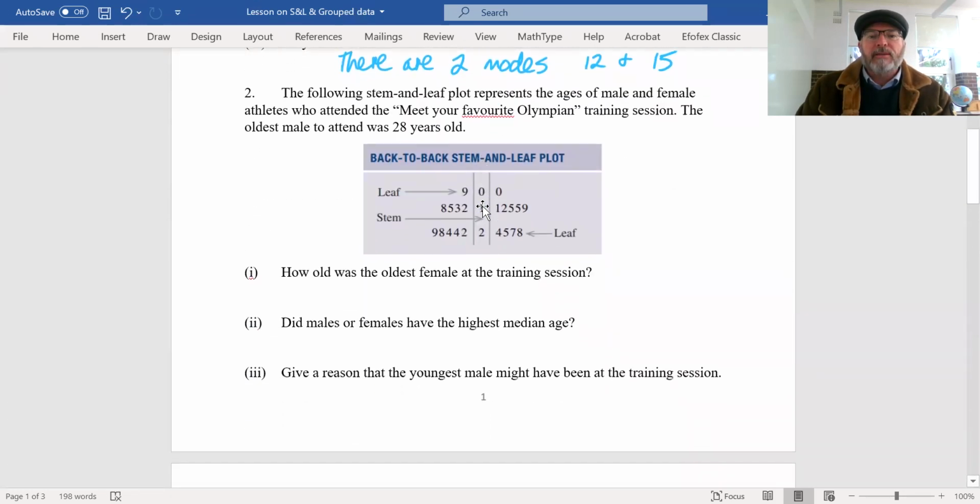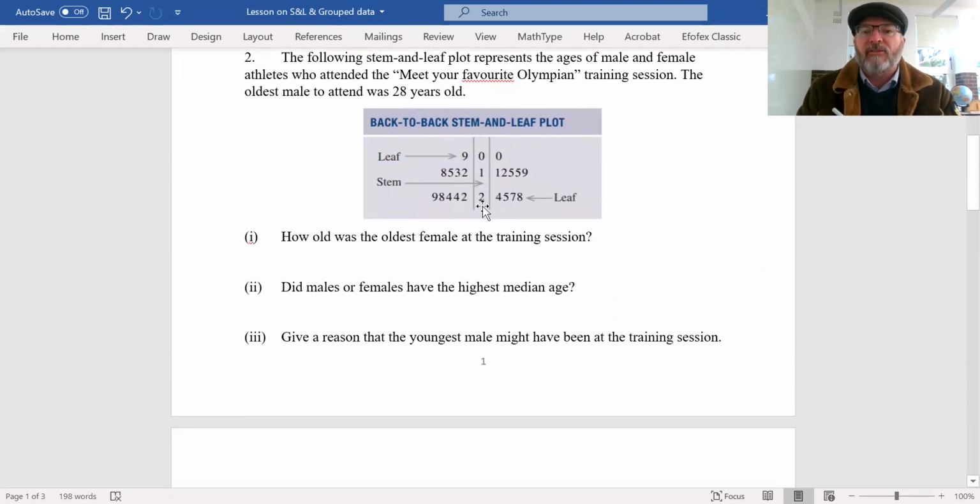All right, the following stem and leaf plot represents the ages of male and female athletes who attended Meet Your Favourite Olympian training session. The oldest male to attend was 28 years old. Now, this is called a back-to-back stem and leaf plot because there's data on the left and the right-hand sides, and they're sharing the same leaf in the middle.